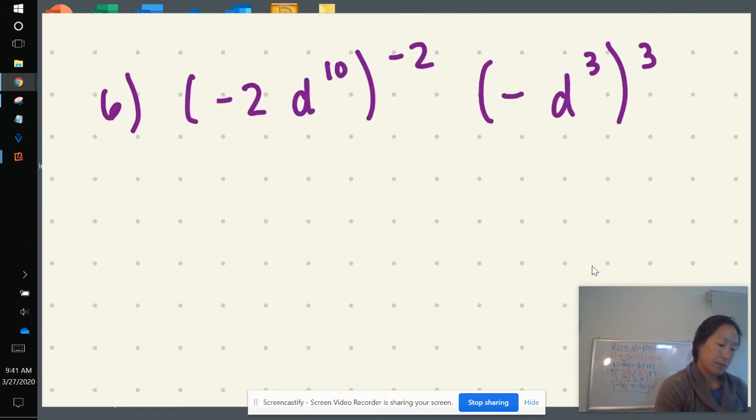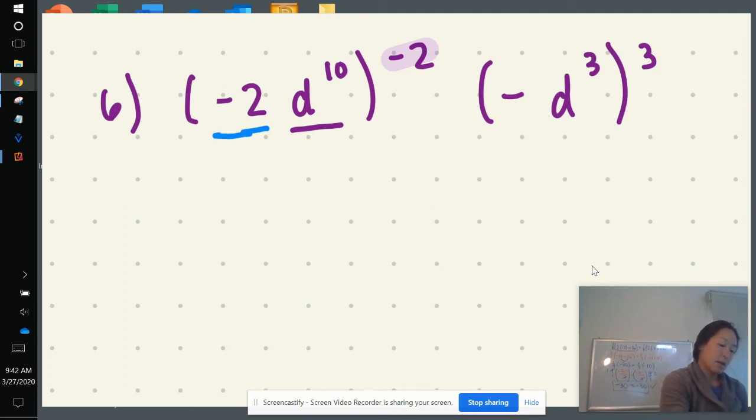All right, last one. The exponent negative 2 is being distributed into everything inside. Okay, so I can see there's 2 things inside, 2 bases, d to the 10th and 2, basically. Actually, it's negative 2.